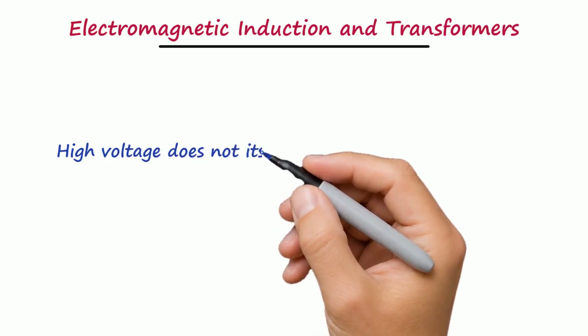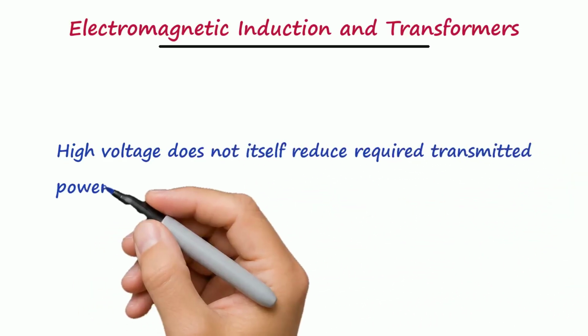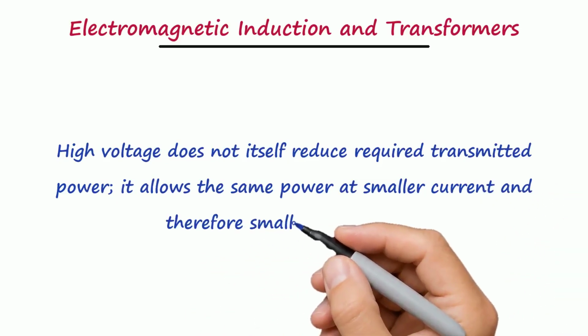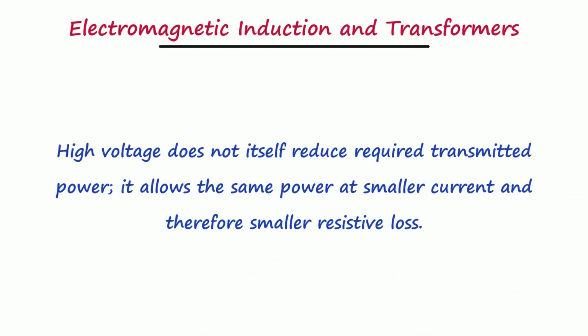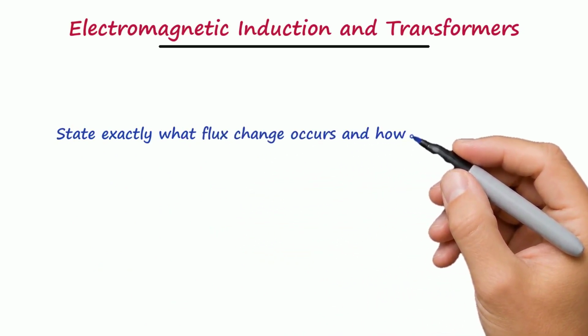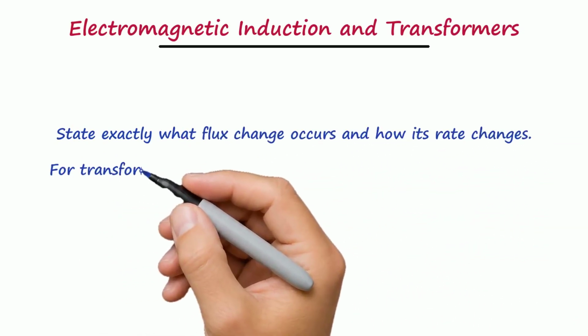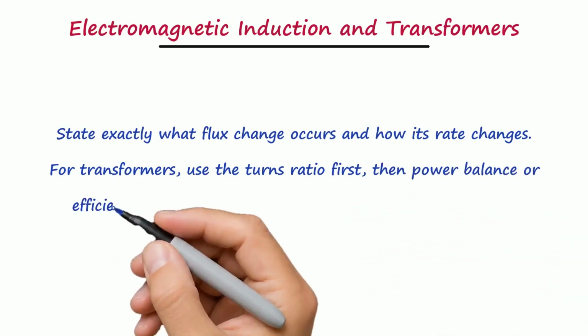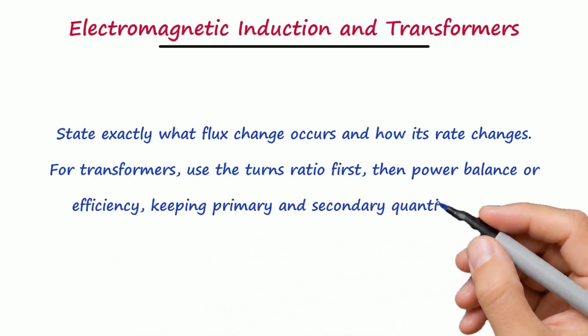High voltage does not itself reduce required transmitted power, it allows the same power at smaller current and therefore smaller resistive loss. State exactly what flux change occurs and how its rate changes. For transformers, use the turns ratio first, then power balance or efficiency, keeping primary and secondary quantities clearly labeled.